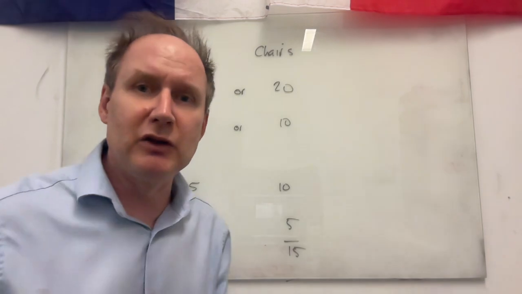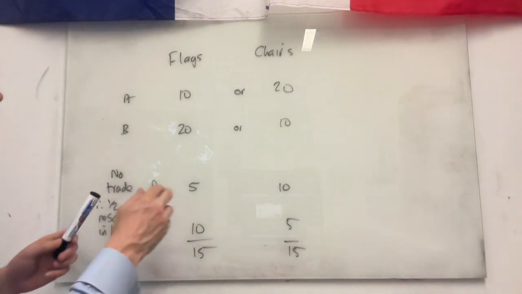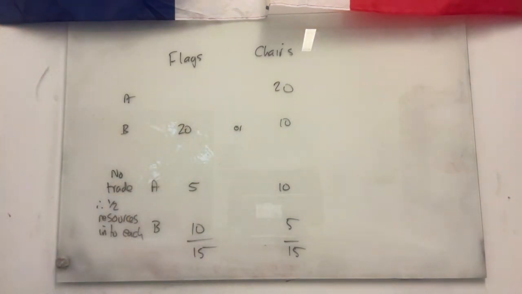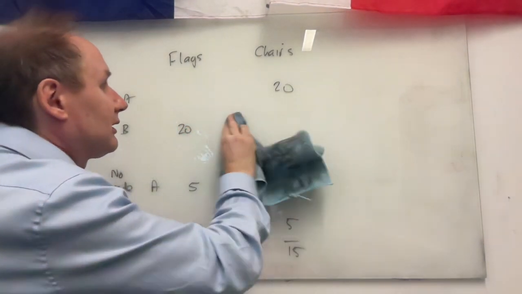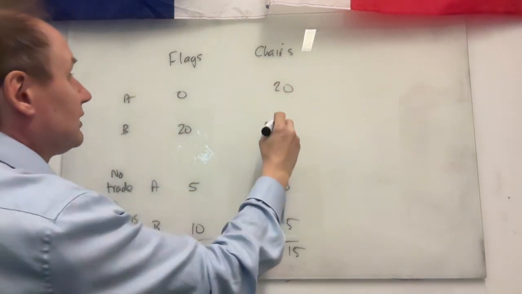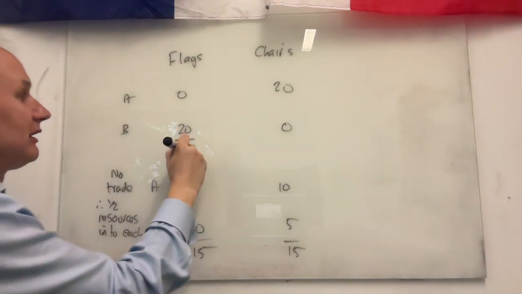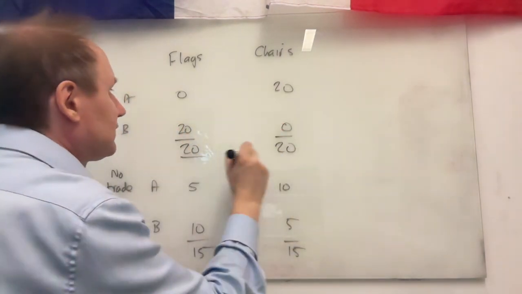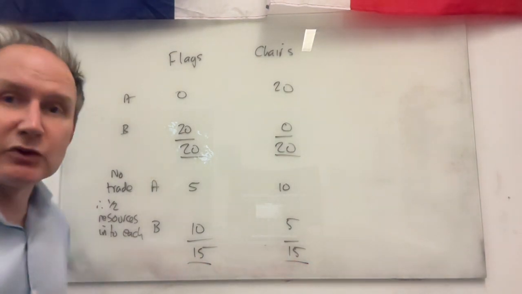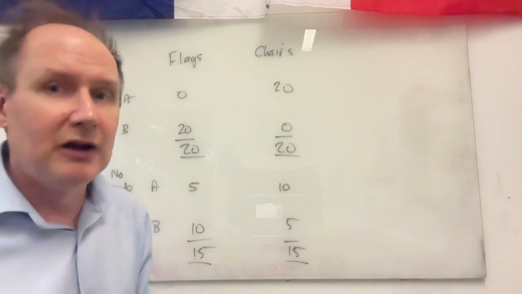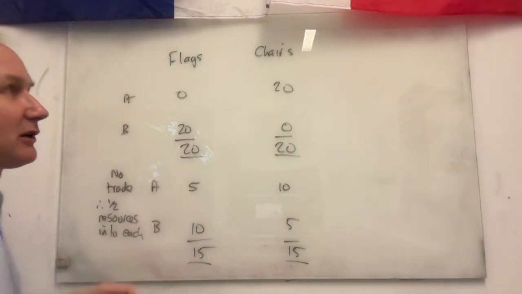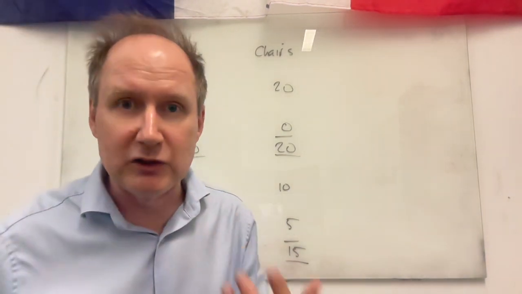But now let's imagine that instead we specialise. In A, each worker specialises in producing chairs, so they just produce 20. In B, each worker specialises in producing flags, so they produce 20. They produce no flags and 20 chairs, they produce 20 flags and no chairs. Total output is, in total, 20 flags and 20 chairs. So if we spread our resources, producing the thing that we're not that good at, global output is only 15 flags and 15 chairs, whereas if we specialise, global output is 20 flags and 20 chairs.